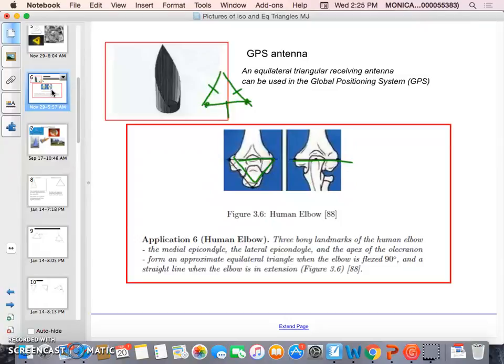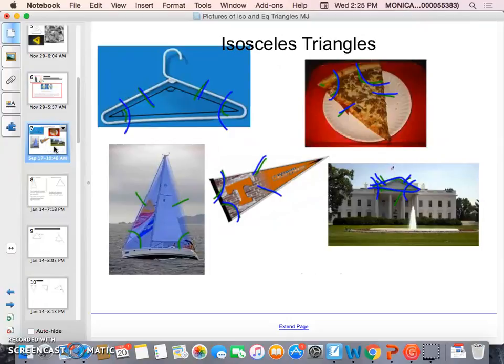Now, you all didn't know this, but you actually eat isosceles triangles all the time. If you like to eat pizza, you're actually eating an isosceles triangle. Two of the sides are equal, which means two of the angles are also equal. When you hang up your clothes, because you don't have a messy room, you're hanging your clothes on an isosceles triangle. This sailboat, if you like to sail, is based off of an isosceles triangle. The University of Tennessee banner is also an isosceles triangle. You'll see the two sides are equal and the two angles are equal as well.